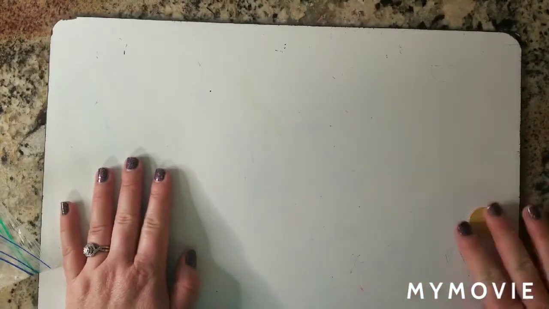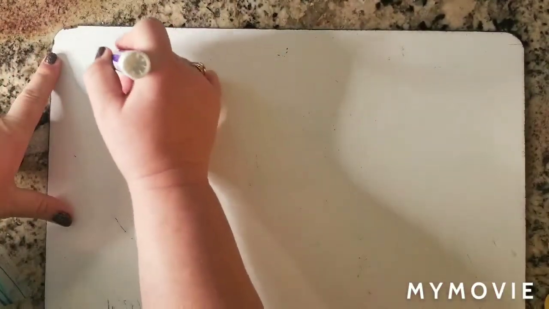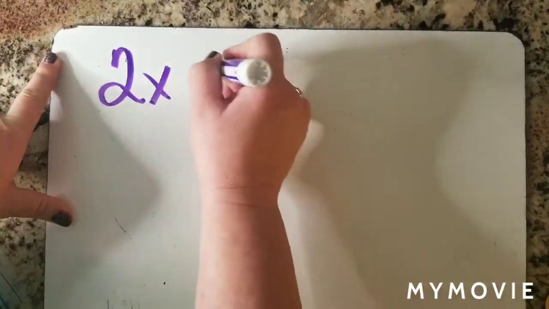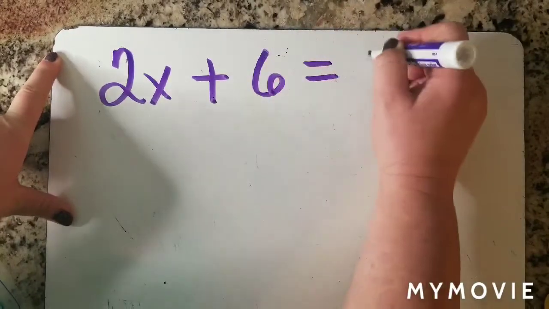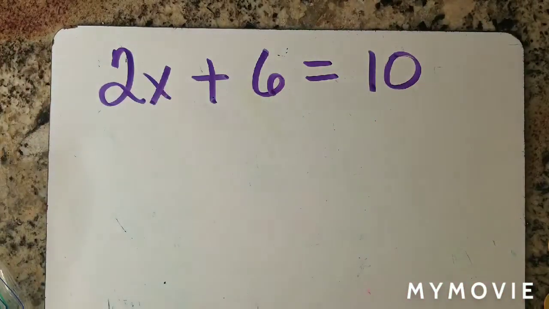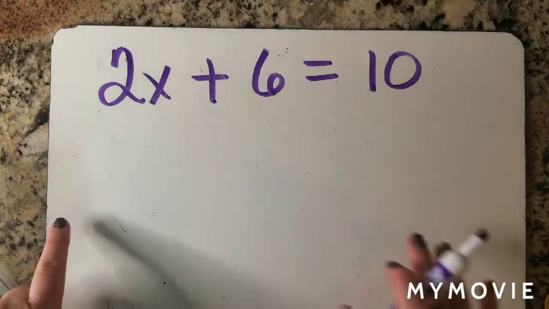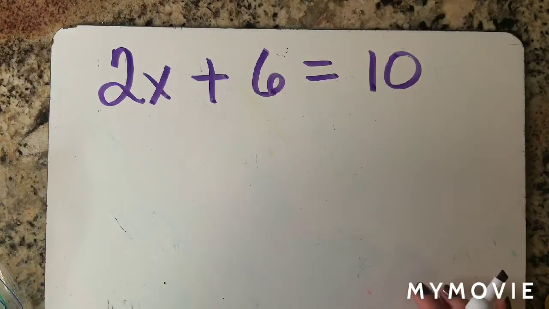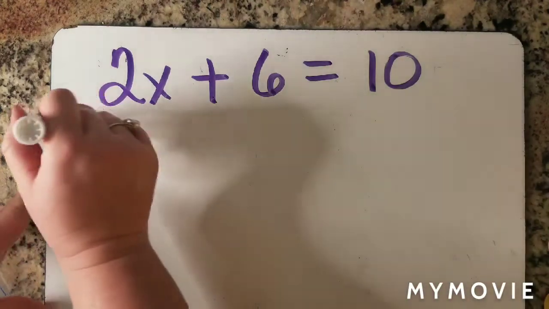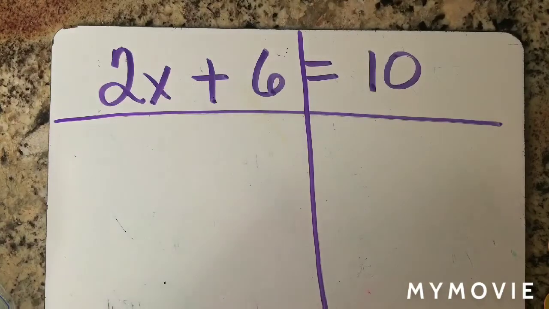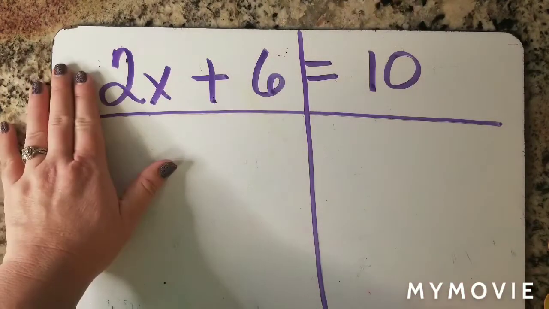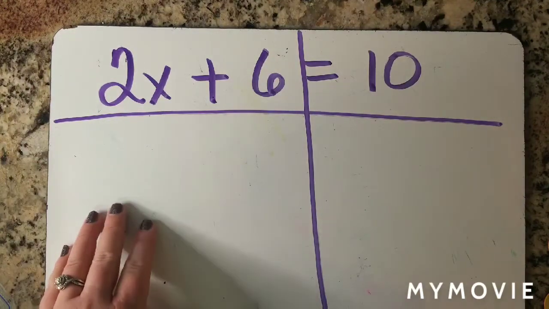So let's get started. So let's say we have an equation that says 2x plus 6 equals 10. And remember when we did this in the beginning, when we were learning how to add integers, we drew a line where our equal sign would be. So now we have our problem, and we're going to represent it with manipulatives.